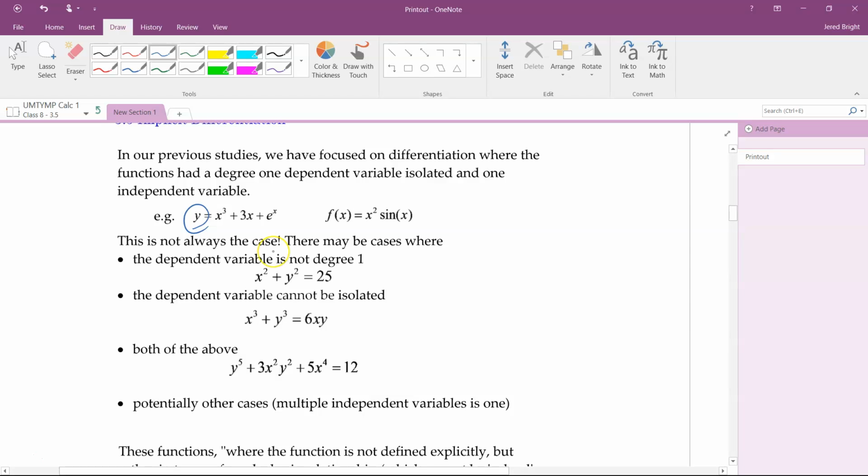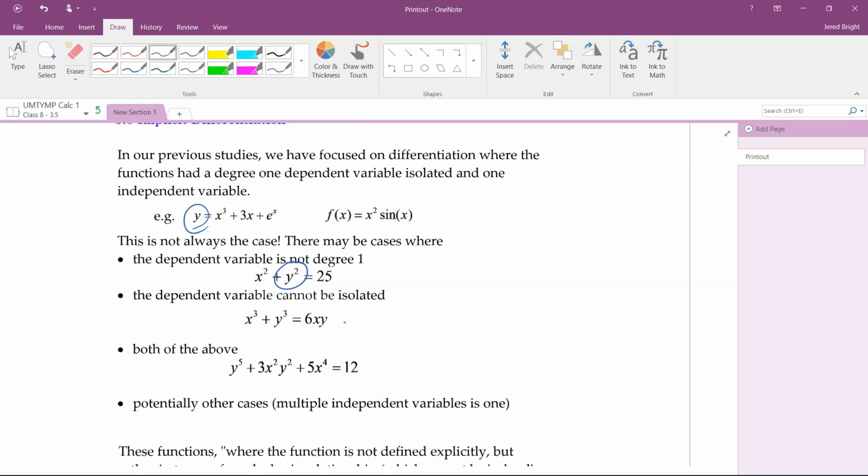So for instance, the dependent variable is not degree 1. We notice we have y squared. What do we do in that case? Can we still find its derivative? Is the derivative defined? Another instance is, well, we can't isolate it. Even if we are able to say yes, we can still take the derivative, we're not able to isolate it, so how do we do the product rule, quotient rule, all that sort of thing? Or you could have a combination of that.